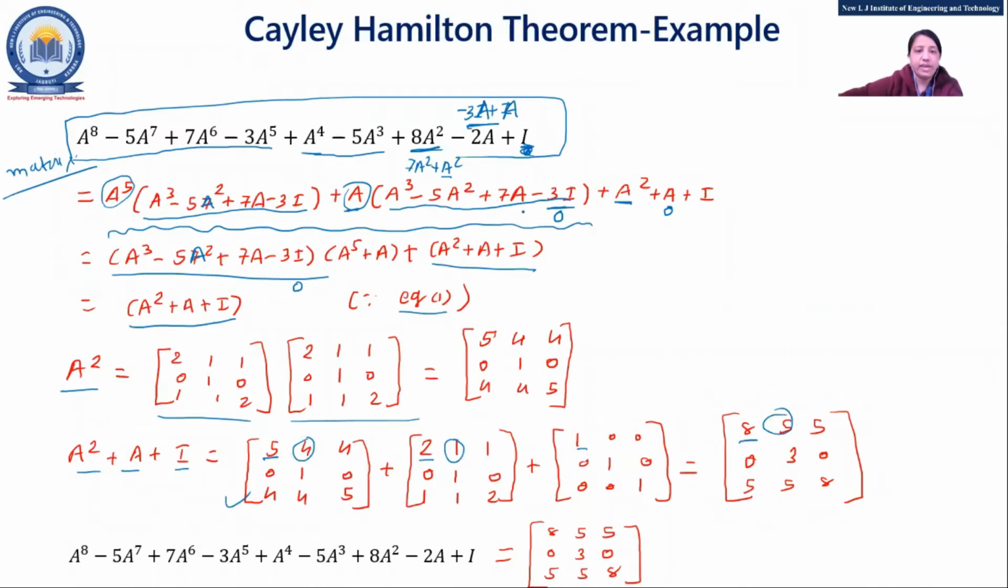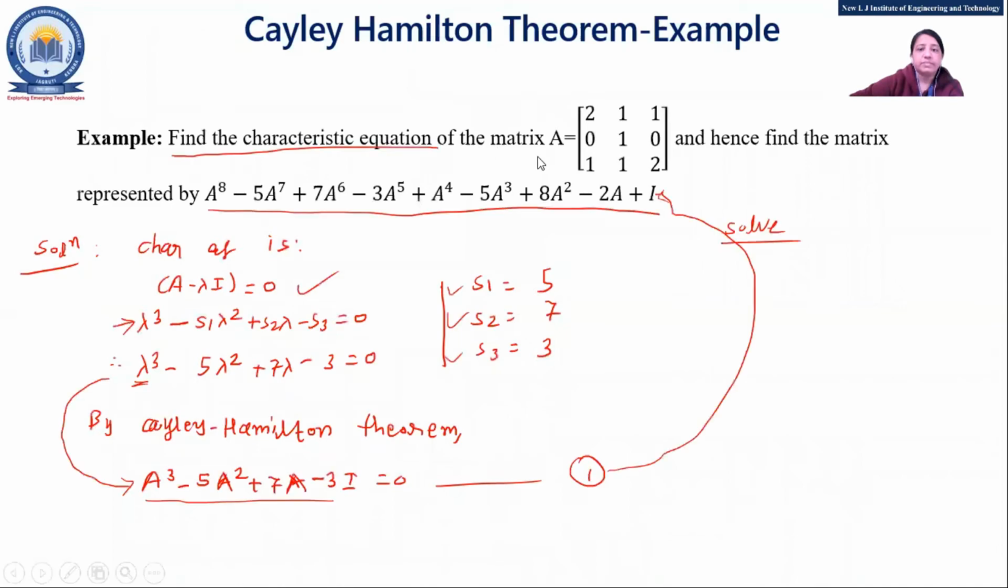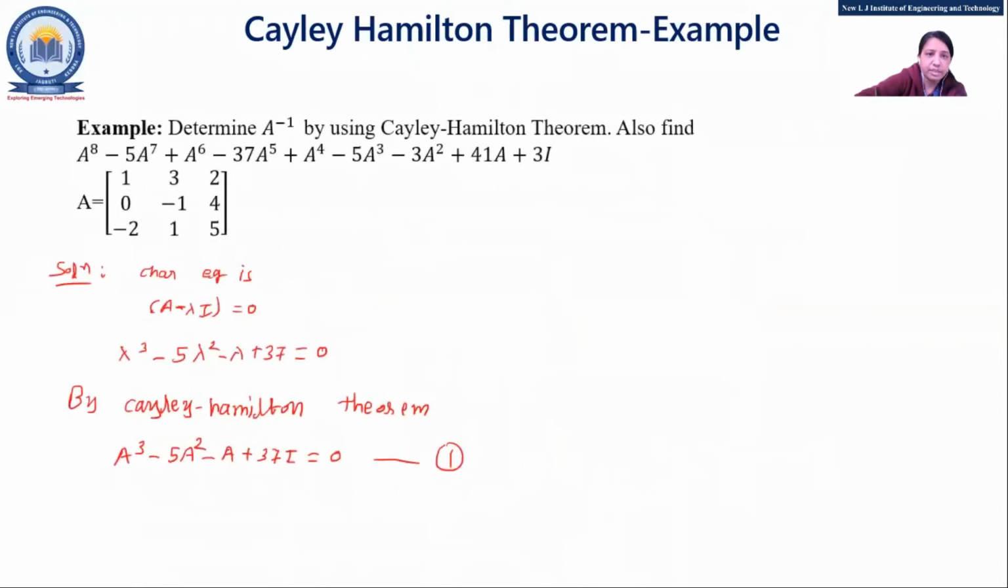So one way it will be asked is this: find the characteristic equation of this matrix by Cayley-Hamilton and solve this or represent this in matrix form. Another use of Cayley-Hamilton is to find the A inverse. To find the A inverse, we'll see the next example. Determine the A inverse by using Cayley-Hamilton theorem and also find this one.